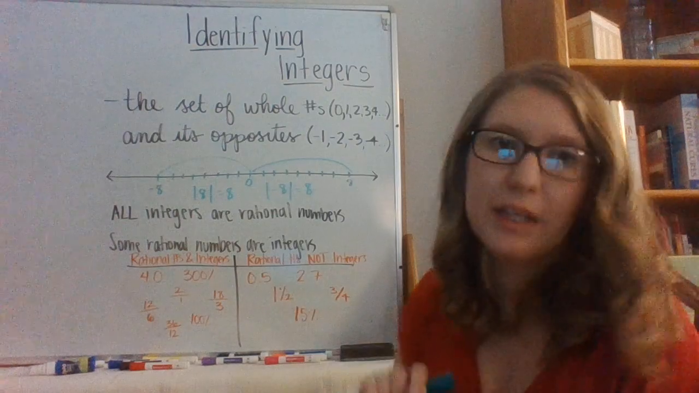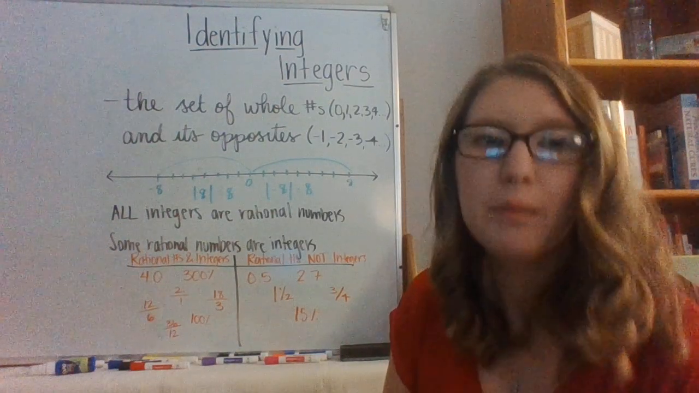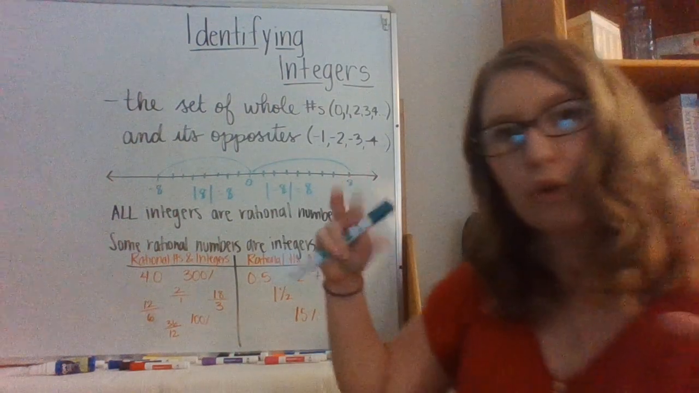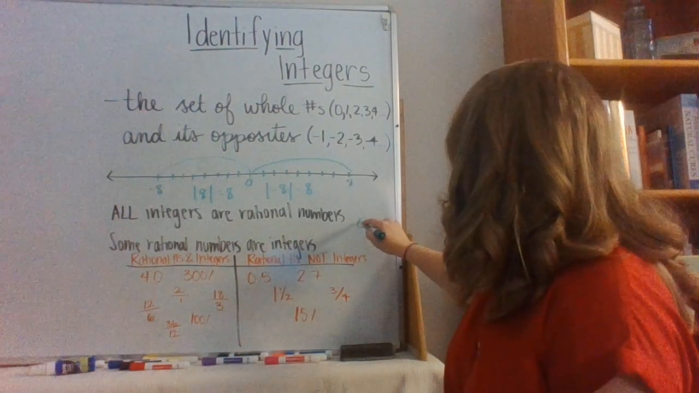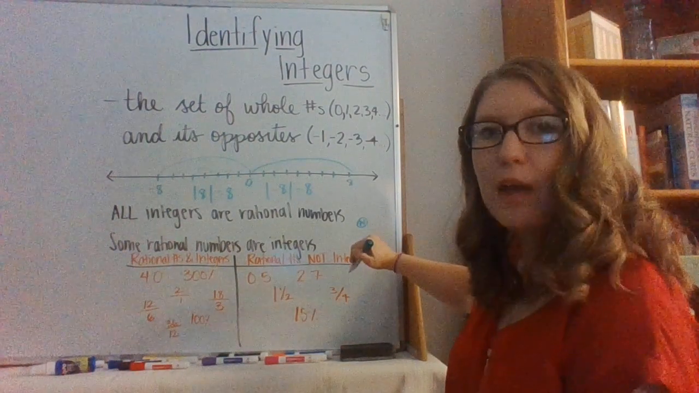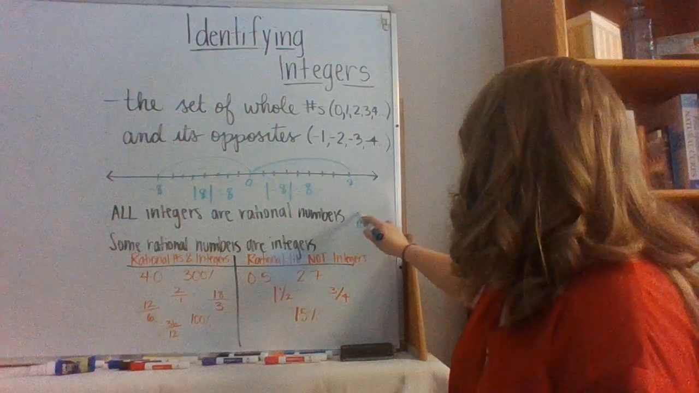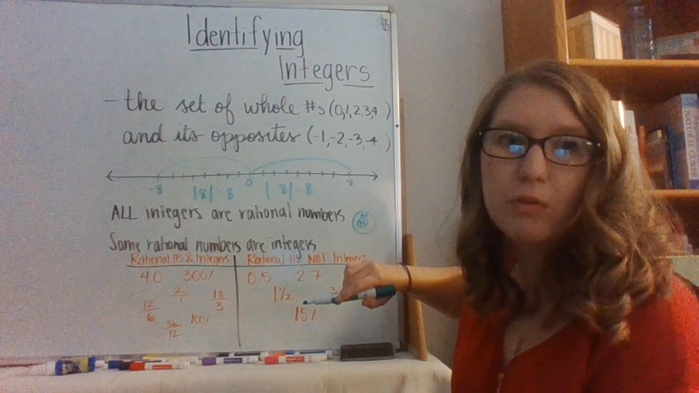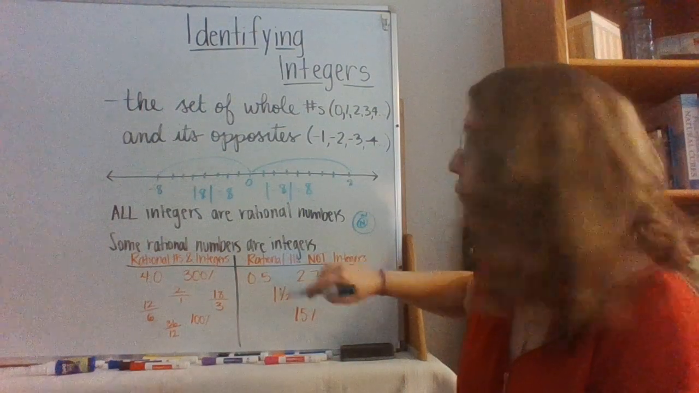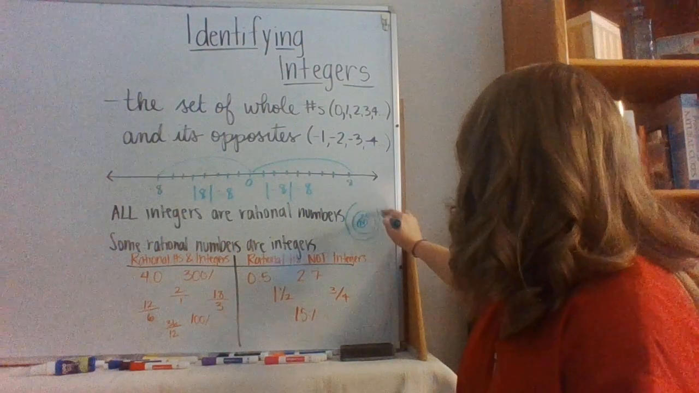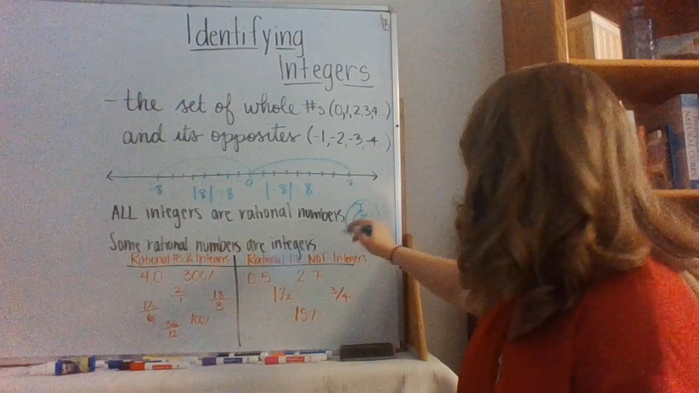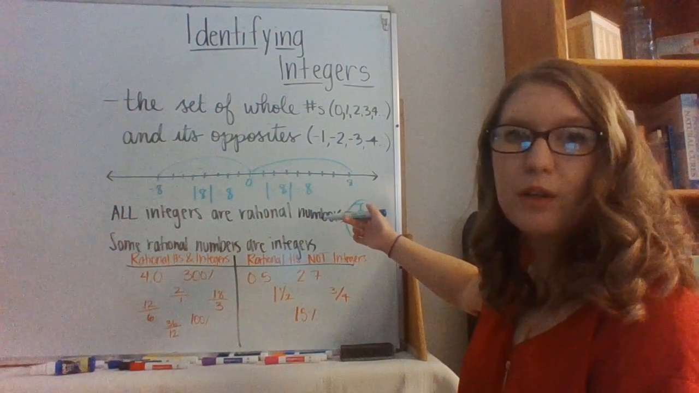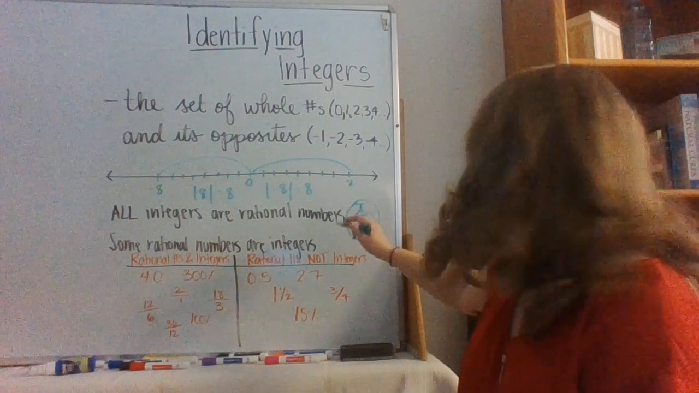We know that all integers are rational numbers because when I think about my circles, on the very inside I have my natural numbers, my counting numbers, and then all of my natural numbers are whole numbers. The only difference between those two circles is the number 0. And then all of my whole numbers are integers, as well as all of the negative numbers too.